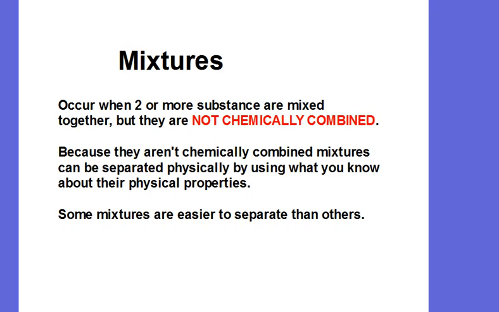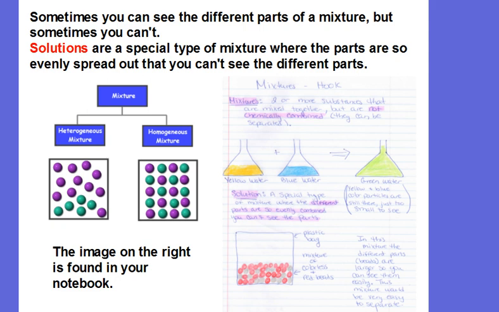So mixtures occur when two or more substances are mixed together, but they're not chemically combined. Because they aren't chemically combined, mixtures can be separated physically by using what you know about their physical properties. Some mixtures are going to be easier to separate than others. Sometimes you can see the different parts of a mixture, but sometimes you can't. Solutions are a special type of mixture where the parts are so evenly spread out that you can't see the different parts. And we did this hook in class.